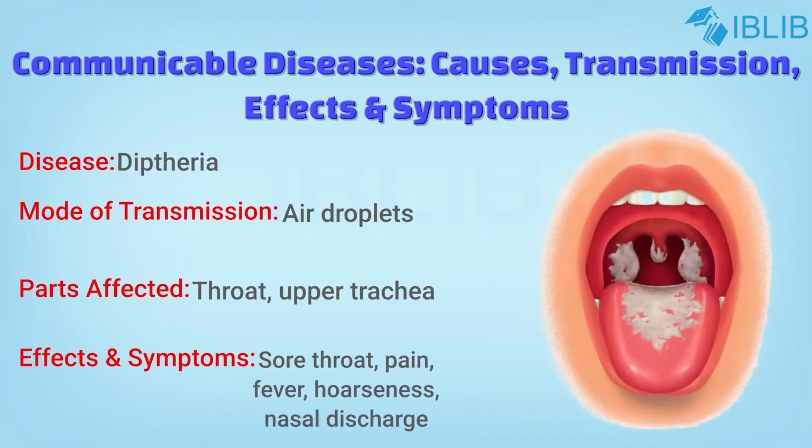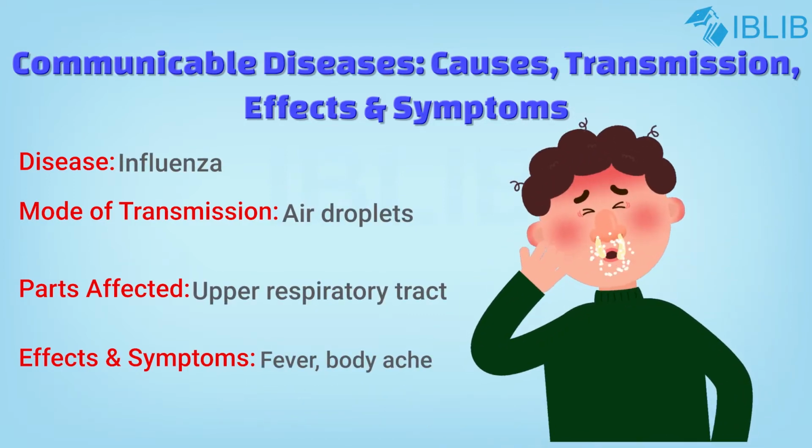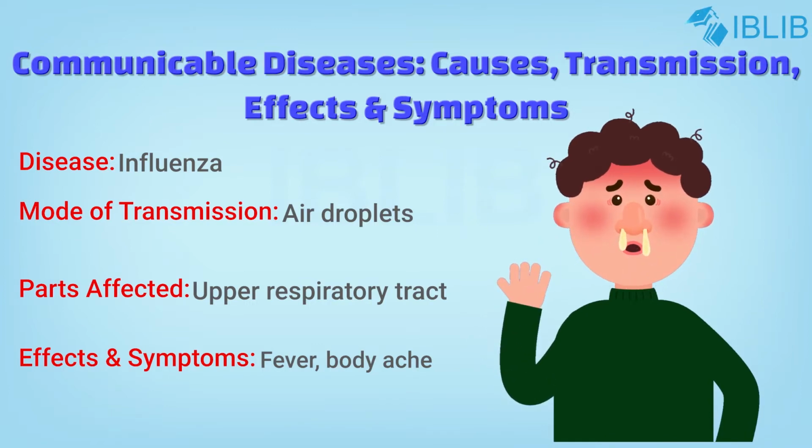Diphtheria. It is transmitted by air-droplet and use of articles of infected person. It affects our throat and upper trachea. The symptoms are sore throat, pain, fever, hoarseness, and nasal discharge. Influenza. It is transmitted by air droplets. It affects our upper respiratory tract. The symptoms are fever and body ache.